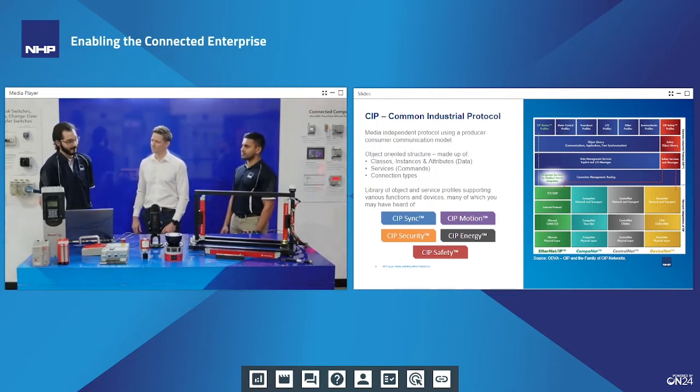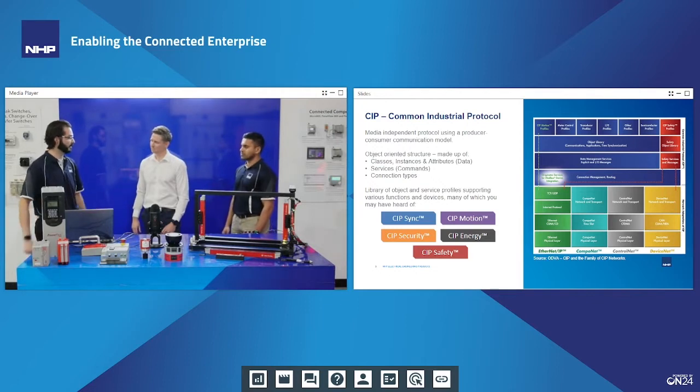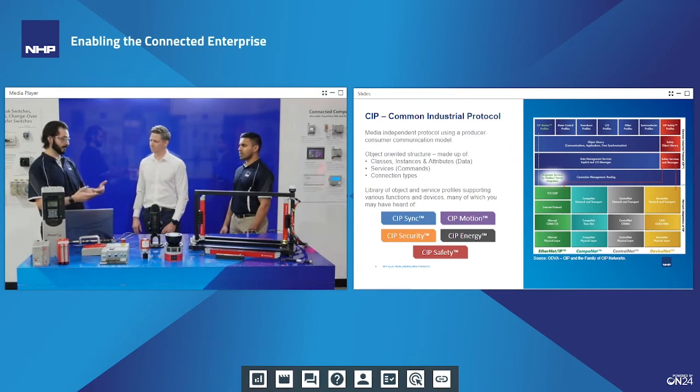What CIP effectively is, it's a structure of the way that the data is transmitted between devices in an industrial automation network. So it's an object-oriented type of communication stack. It's got classes, instances of classes. So you'll have a different class for a sensor, for a light curtain in this case, for a drive, for a PLC. And then within those instances of classes, you have services, which is what you use to read the data and also write to the device. And there's also different types of connections, implicit, explicit. I mean, I can go on all day about this sort of thing.